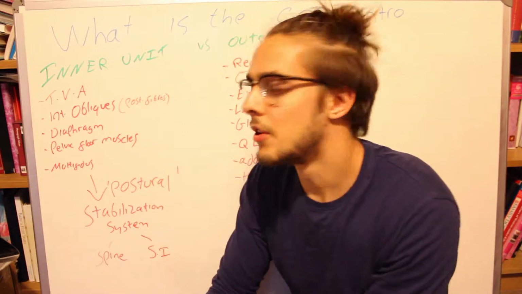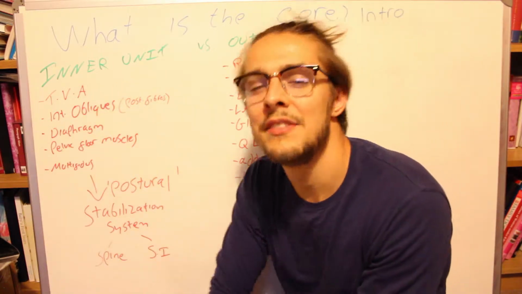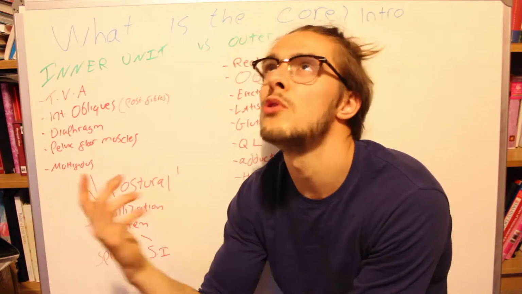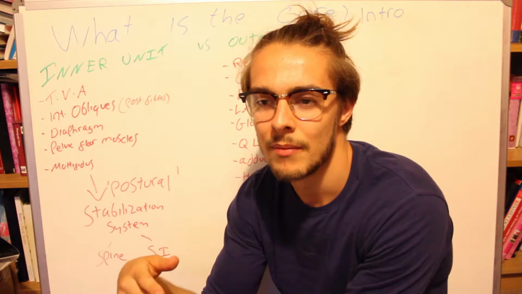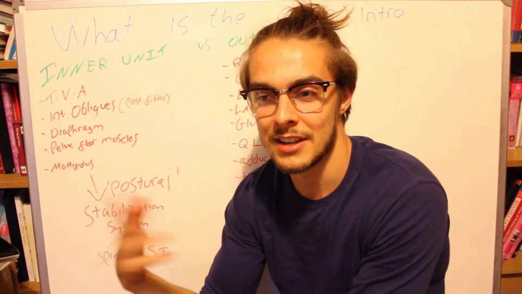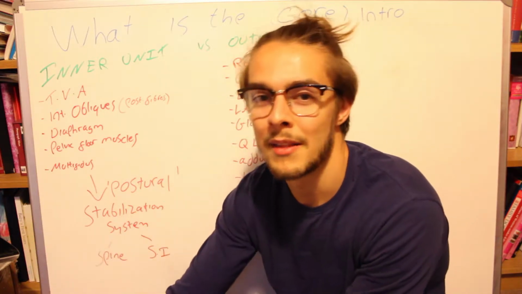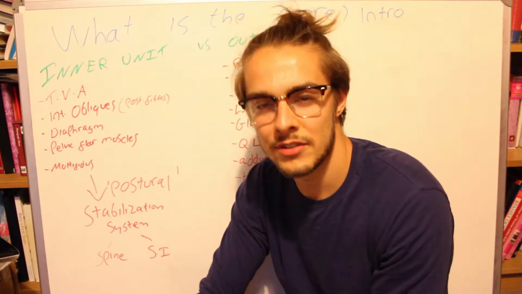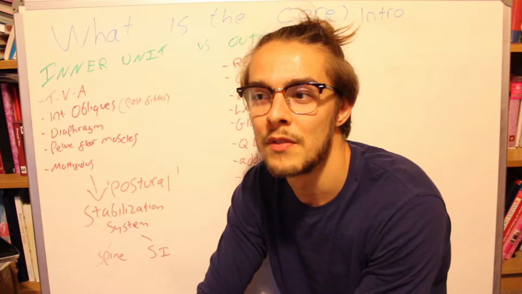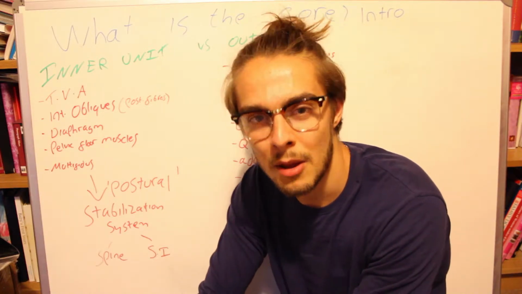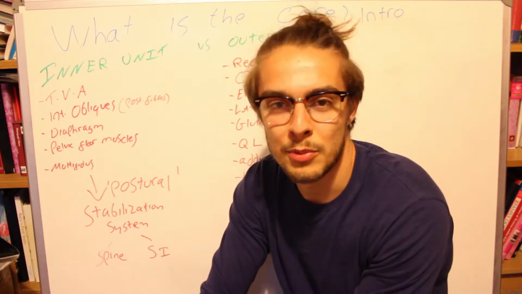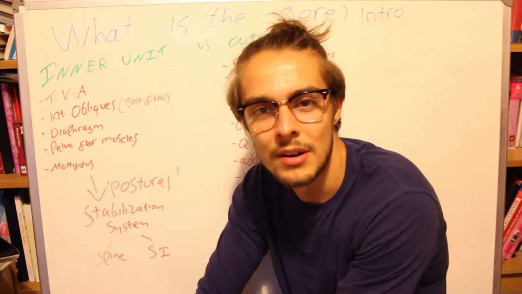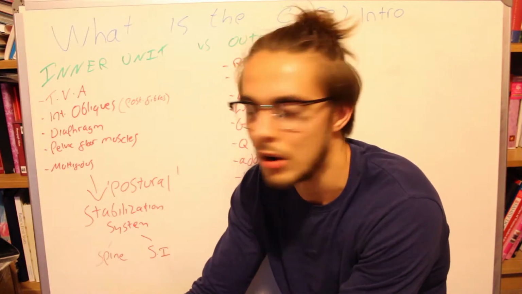So on the inner unit, we have the TVA, the Transversus Abdominis. Now this is a muscle that I've been talking about, and I'm a huge believer in training it for everybody. Check out my other videos if you haven't seen me rant about that, but TVA, super important. It's a major stabilizer of the lower spine, the lumbar spine, and it's responsible for increasing intra-abdominal pressure, which again is really important in stabilizing the spine and the trunk.